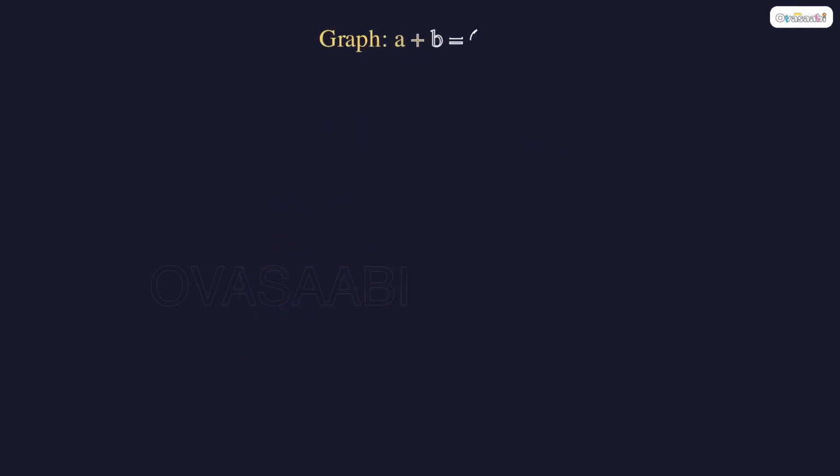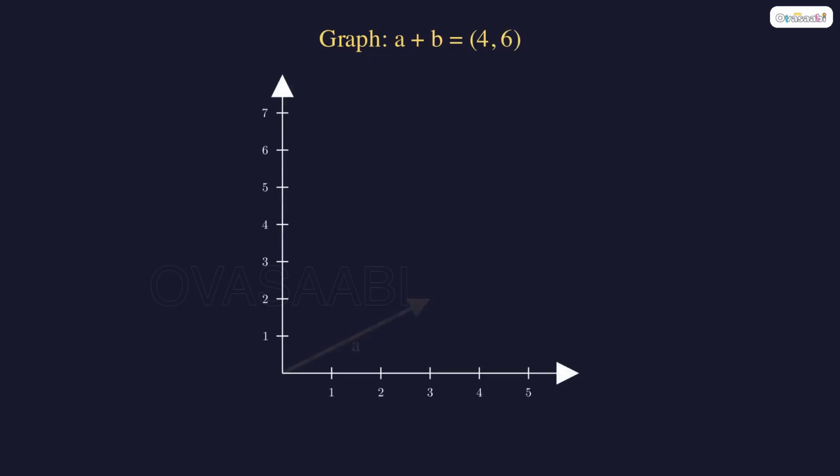Let's see this on a graph. Vector A goes 3 right, 2 up. From its tip, vector B goes 1 right, 4 up. The resultant arrow from the origin gives us (4, 6).